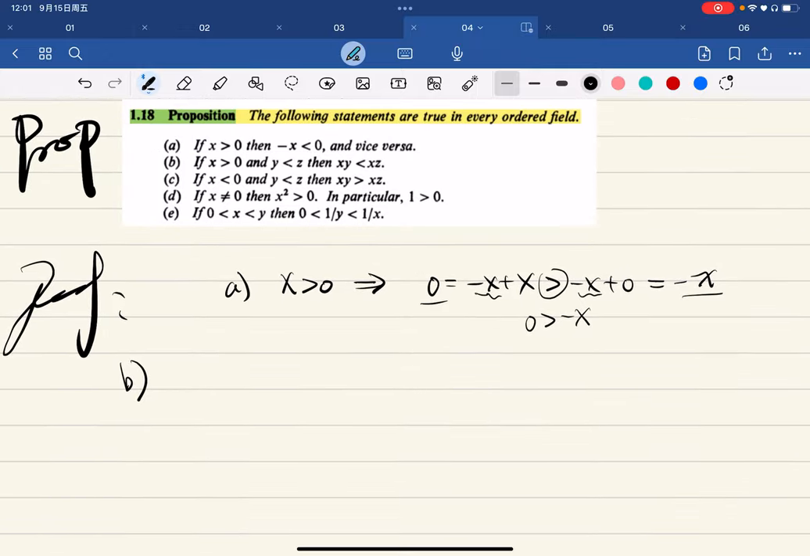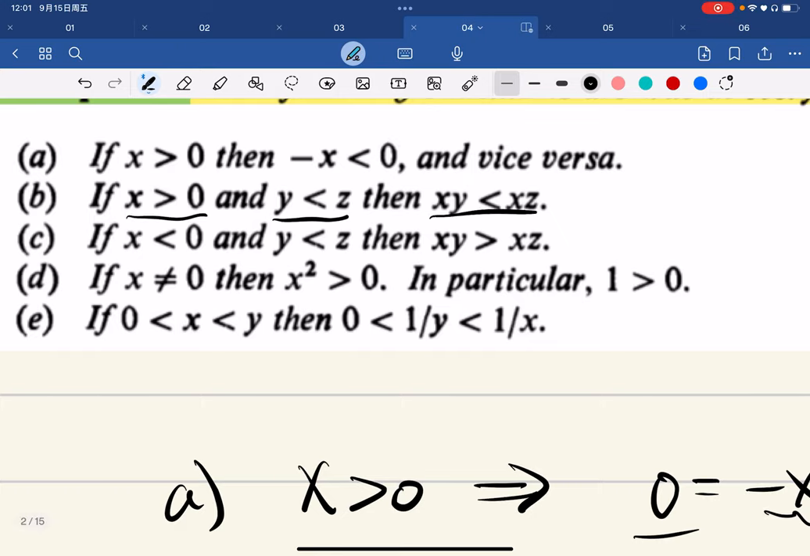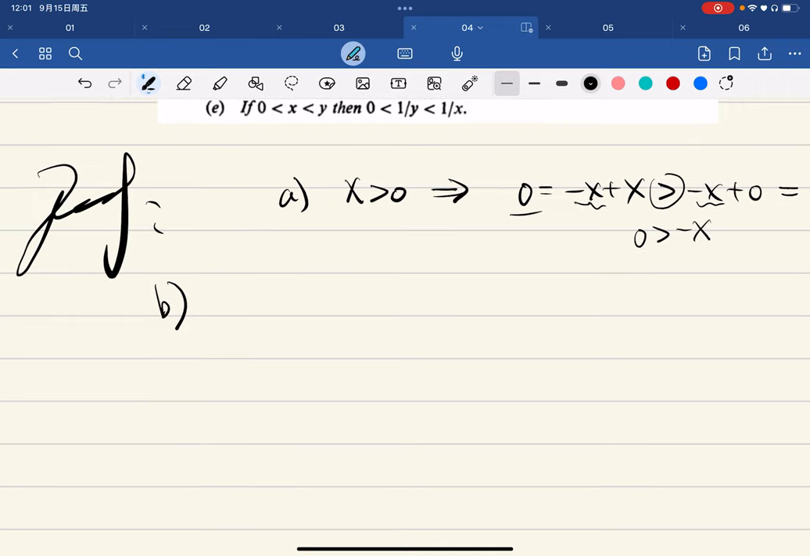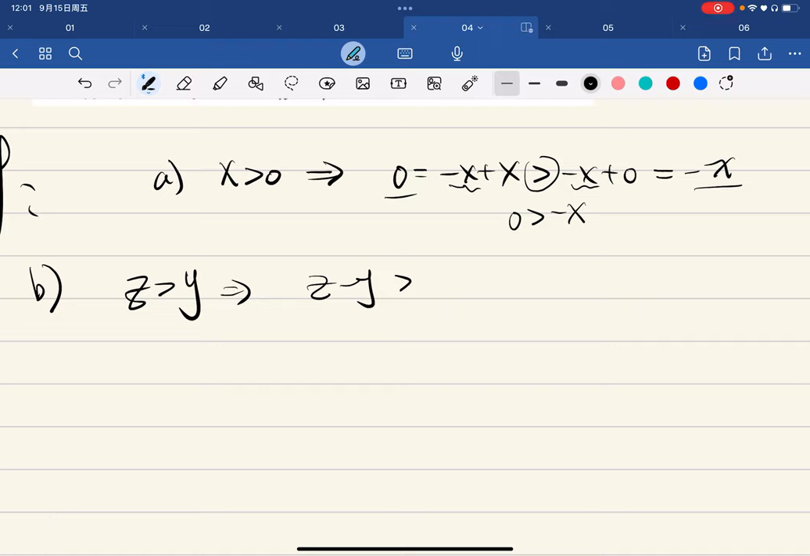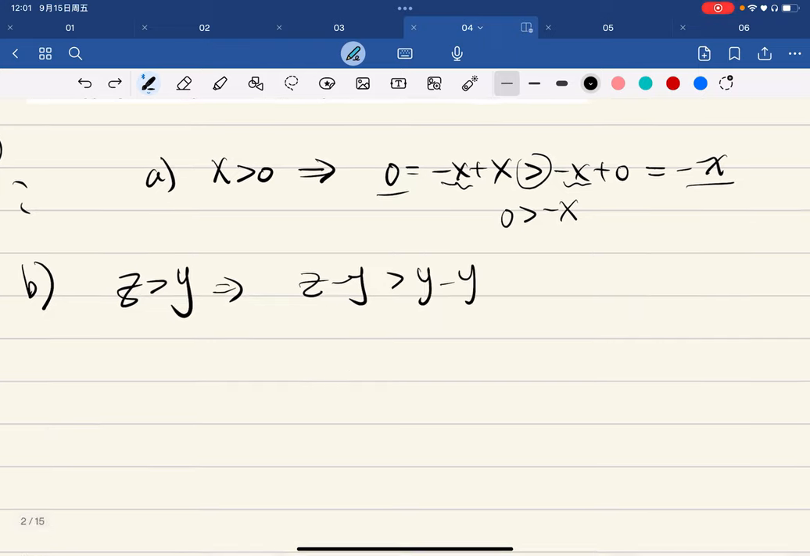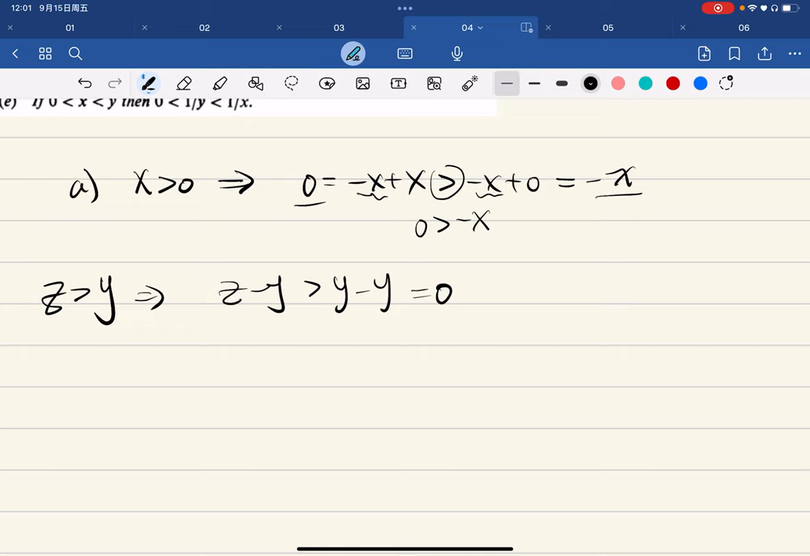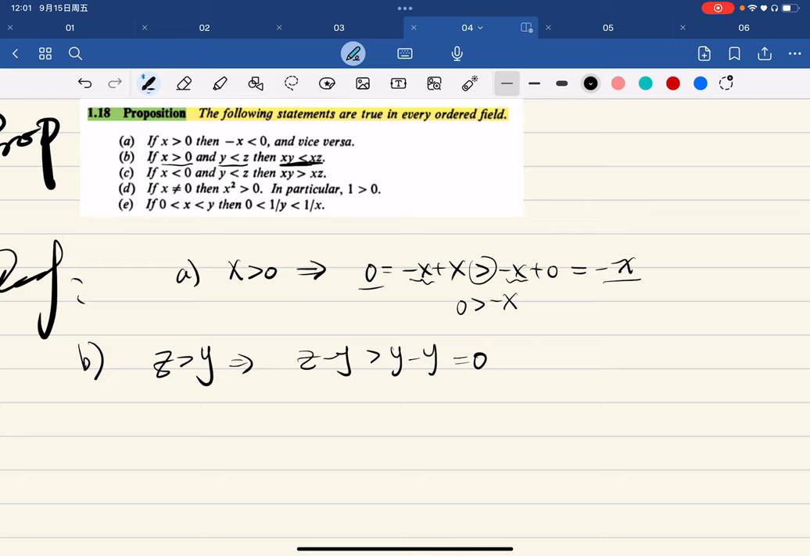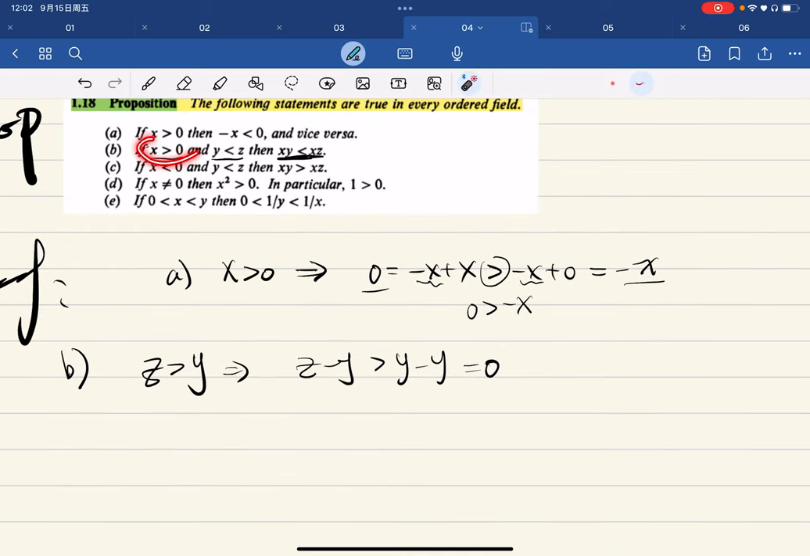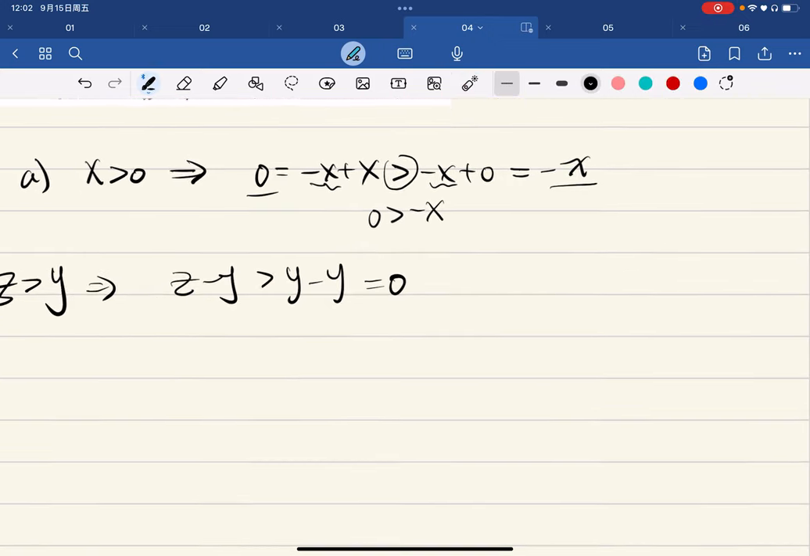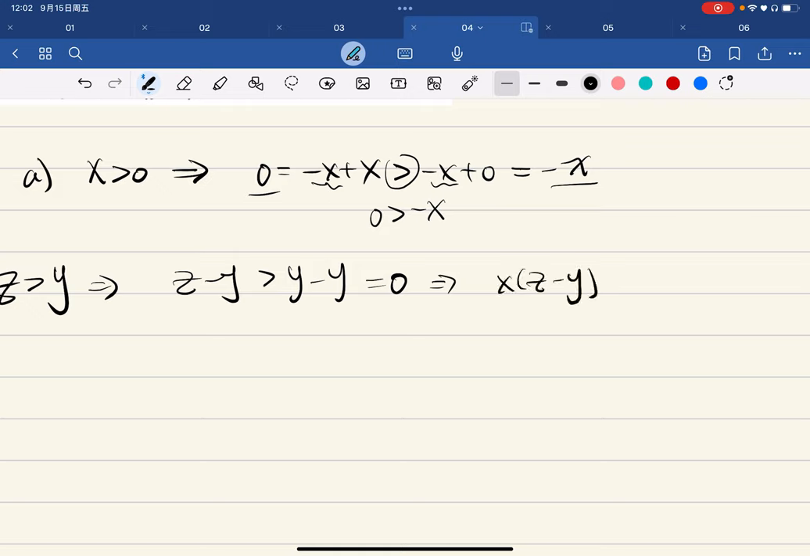B: if y is less than z and you multiply by a positive number, the order is preserved. If z is greater than y, then we have z minus y greater than y minus y, so you subtract y from both sides. The order is preserved because it's an ordered field. Then you use the definition of ordered field: if z minus y is positive and x is positive, then we multiply them, and eventually you will get the desired inequality.